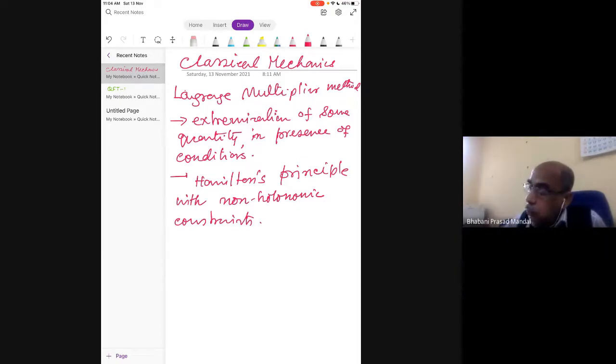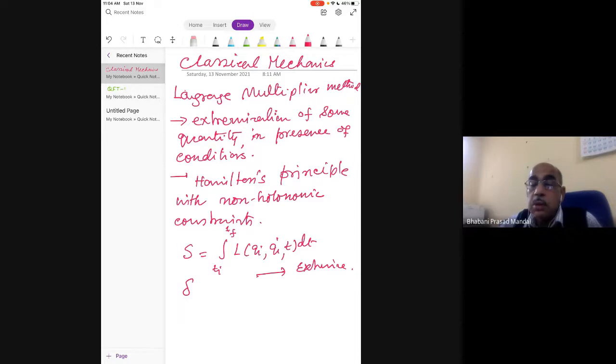So in Hamilton's principle, we have some action. The action is the integral from some initial time to final time of the Lagrangian. This is the action, and this has to be extremized to get the equation of motion. That we know.